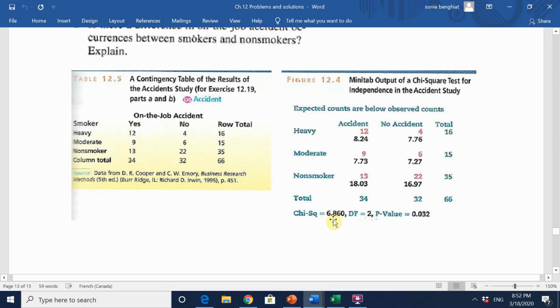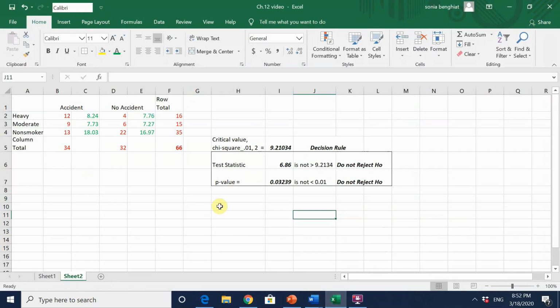Let's just check here. I've reproduced here the same information, exactly the same information, in Excel. And so here I have my test statistic is 6.86. This is by applying the test statistic chi-square formula. And here I've got my critical value chi-square.